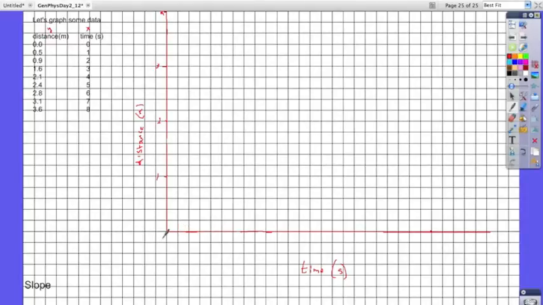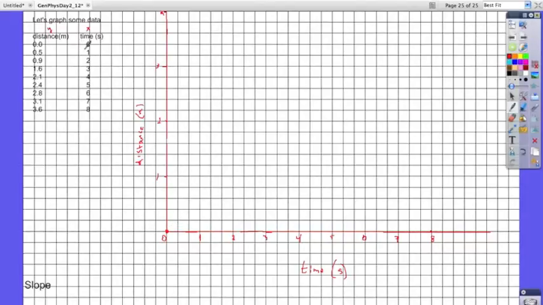So here's 0. And 1, 2, 1, 2, 2. 1, 2, 3, 4, 5, 6, 7. Sorry, 7. And then 8 seconds. Okay, so I'm pretty much taking up my whole graph. So now let's plot some points. 0, 0, that's it. Now the origin might or might not be a point on your graph. Sometimes it is, sometimes it's not.